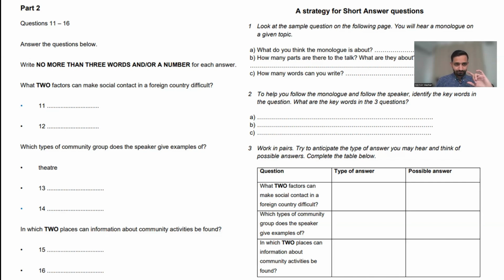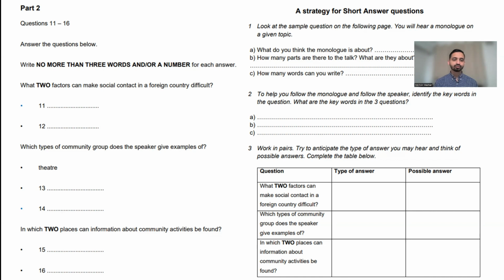Now, second question is, what type of community groups does the speaker give examples of? So community groups. When you hear community groups, it's the information that it's going to be talking about. It could be rephrased, but it should talk about some sort of groups. It should mention theater by name, and then it will mention 2 other community groups. So those are the examples that we're looking for.